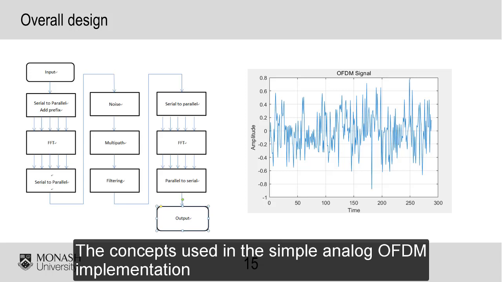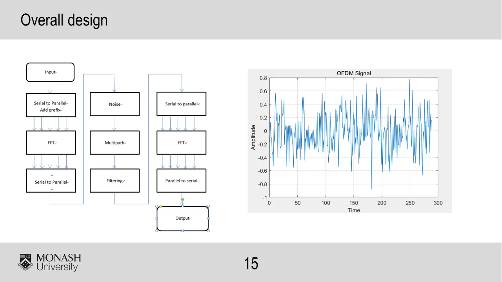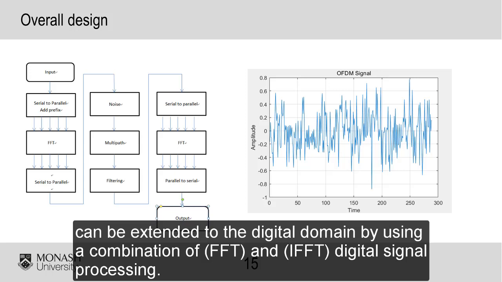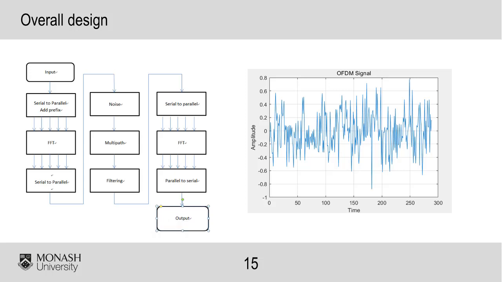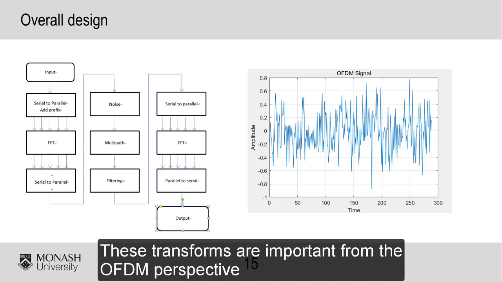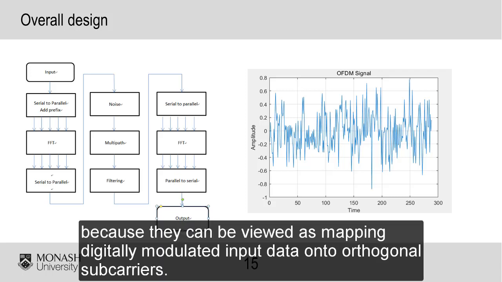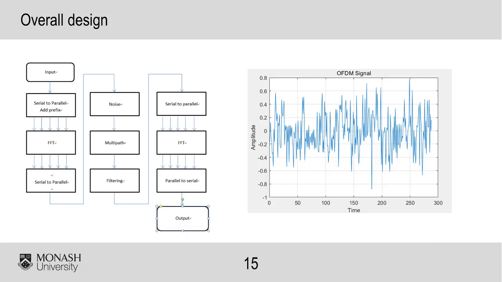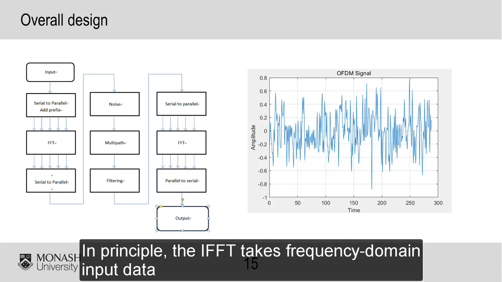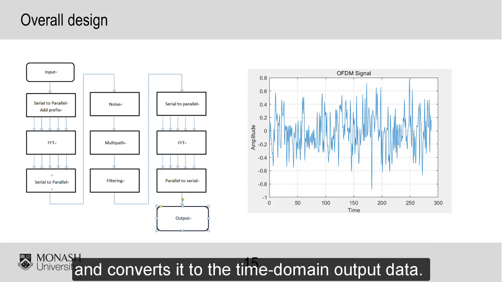The concepts used in simple analog OFDM implementation can be extended to the digital domain by using a combination of FFT and IFFT digital signal processing. These transforms are important from the OFDM perspective because they can be viewed as mapping digitally modulated input data onto orthogonal subcarriers. In principle, the IFFT takes frequency domain input data and converts it to time domain output data.